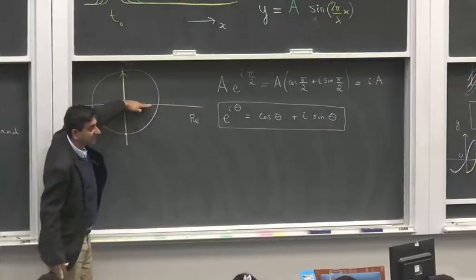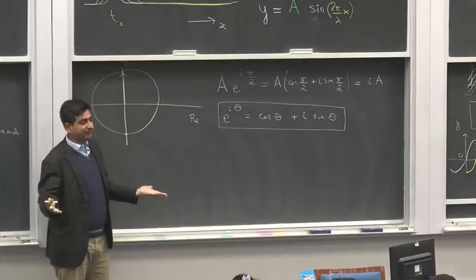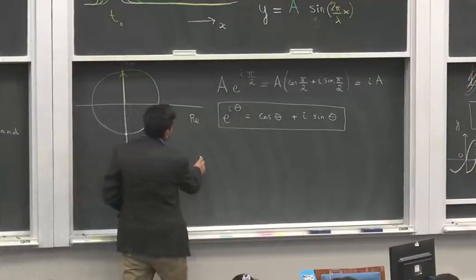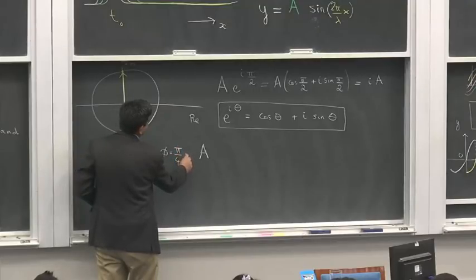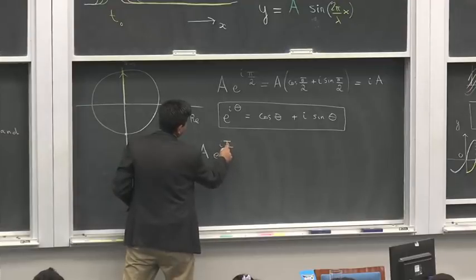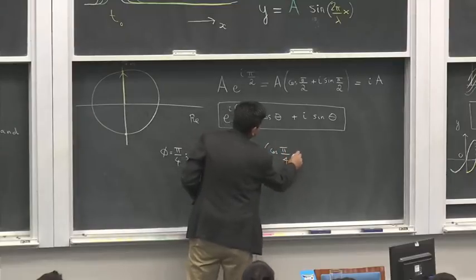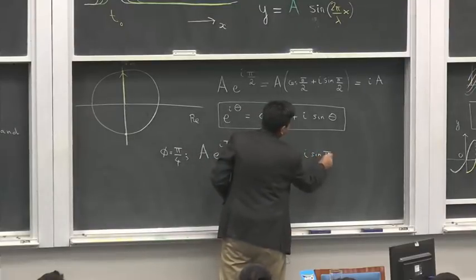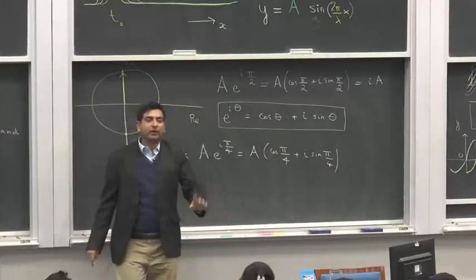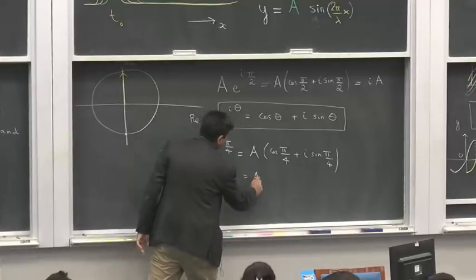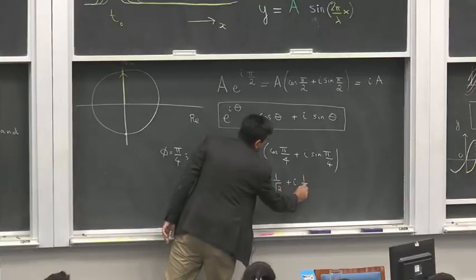If my phi is 0, I lie here. If my phi is 90 degrees, I lie here. Suppose my phi is 45 degrees. Right? So if my phi is 45 degrees, then my number is A e^(iπ/4), which becomes A cosine of pi by 4 plus iota sine of pi by 4. What's cosine of 45 degrees? 1 over under root 2. So this becomes A times 1 over under root 2 plus iota 1 over under root 2.